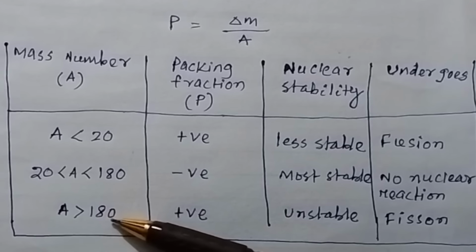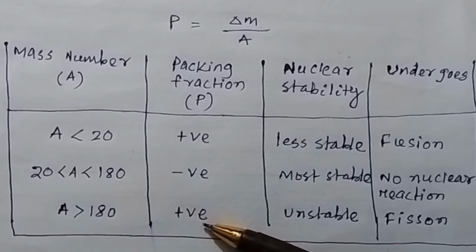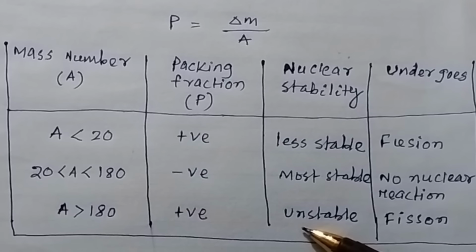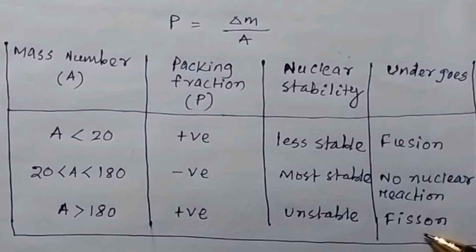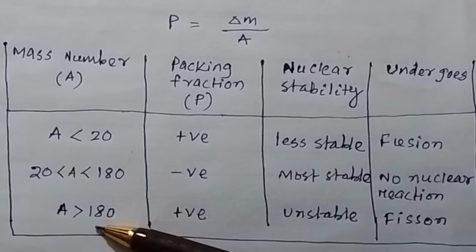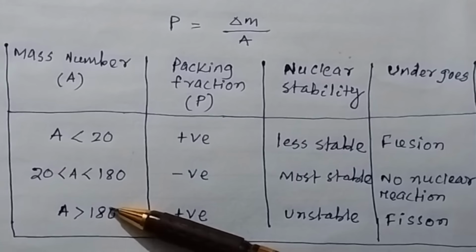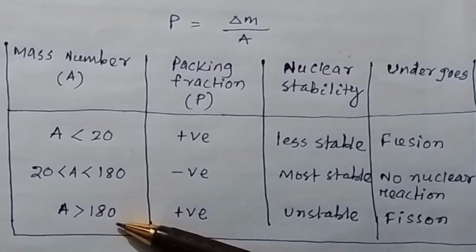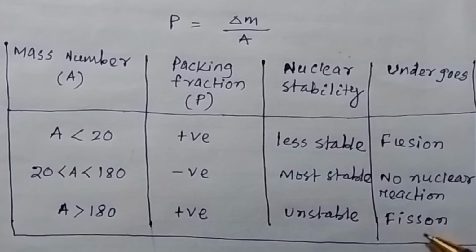But if the mass number is greater than 180, then the packing fraction is positive, and the nucleus is unstable, and it undergoes nuclear fission. So for nuclear fission to occur, you have to remember the mass number must be greater than 180. That means elements having higher mass number will have nuclear fission.